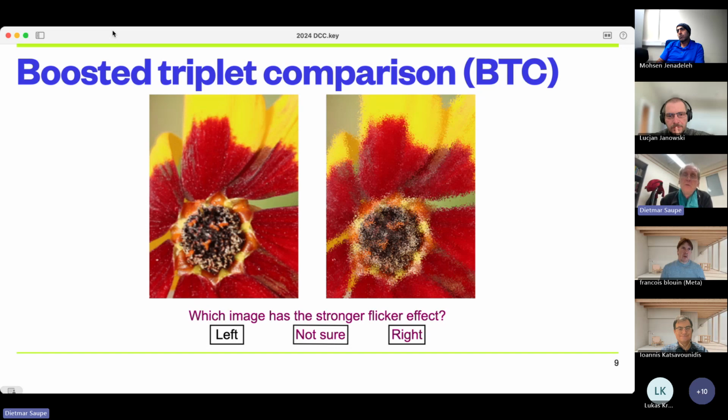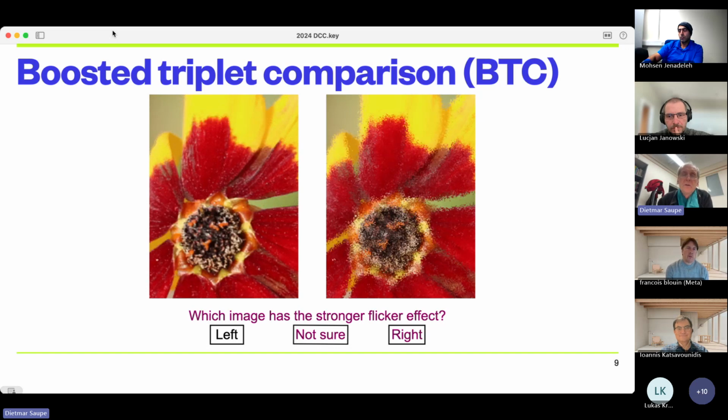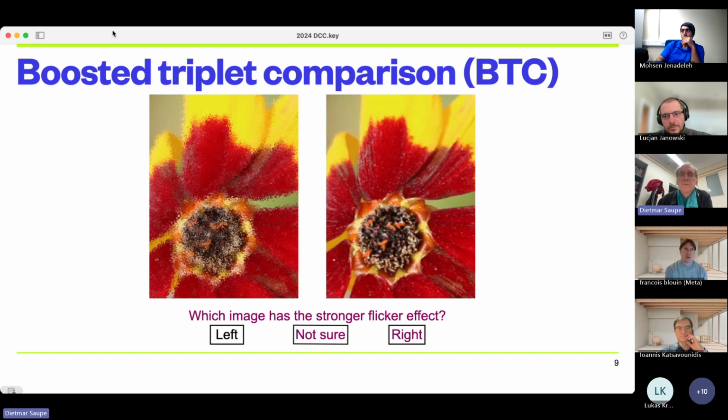Aided by the boosting techniques, that is by the artifact amplification and by the zooming and by the flickering. So there's a triplet question, right? We have 3 images involved here: the 2 distorted and the reference, the source image.